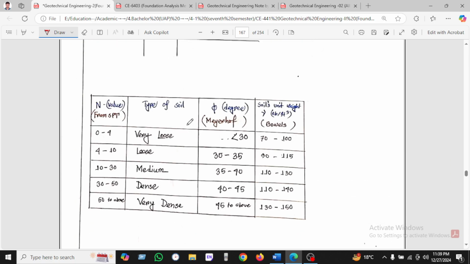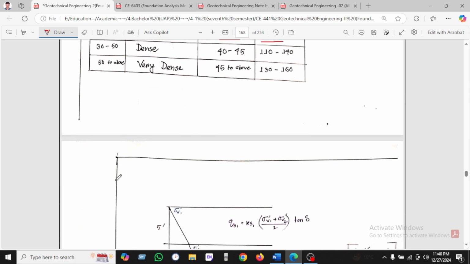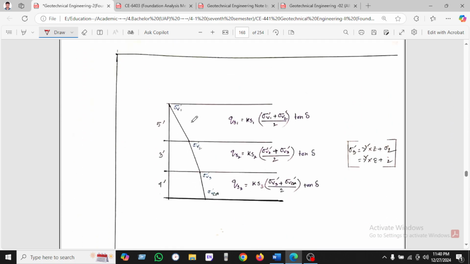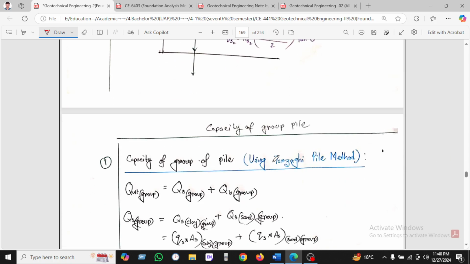So here is a relation between SPT, soil type, and angle. When the SPT is 0 to 4, it is very loose, the angle will be less than 30, and the unit weight of soil is 70 to 100. When the SPT is between 10 to 30, the soil type is medium, the angle will be 35 to 40, and the unit weight will be 110 to 130. So in this way it is shown here. So Qs1 will use this, and Qs2, Qs3, and so on.